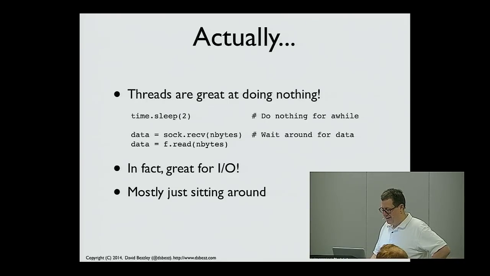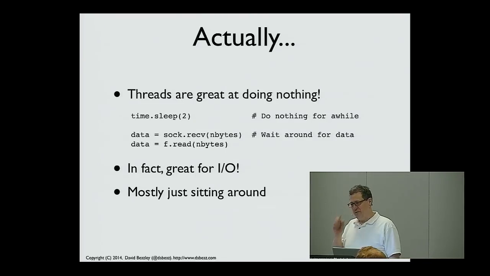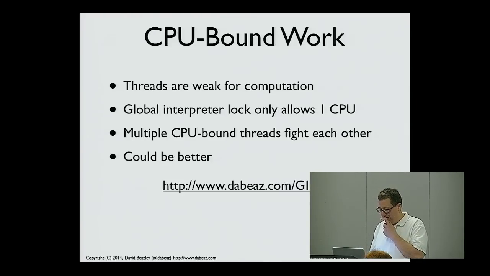Here's the thing. Actually, threads in Python are awesome at doing nothing. If you want to sleep or wait for I/O, threads are great for that. Threads can wait as fast as anything out there. But they're bad if you actually want to do something. That's the whole issue with the global interpreter lock: if you do work, you're limited to one CPU, and on top of that, the CPU threads fight each other.